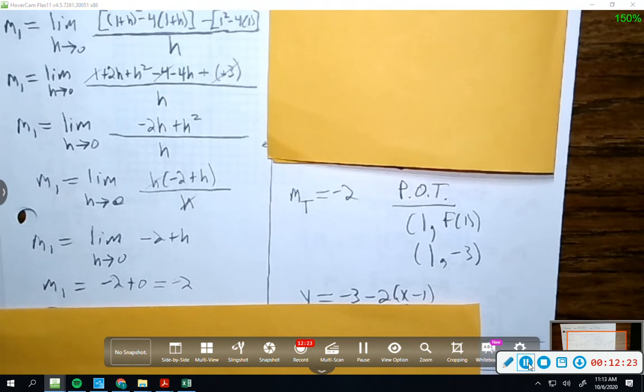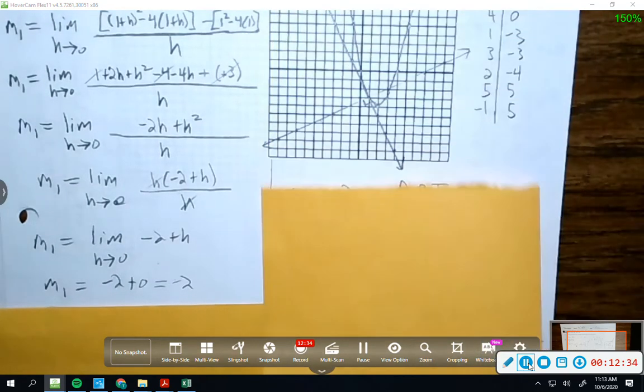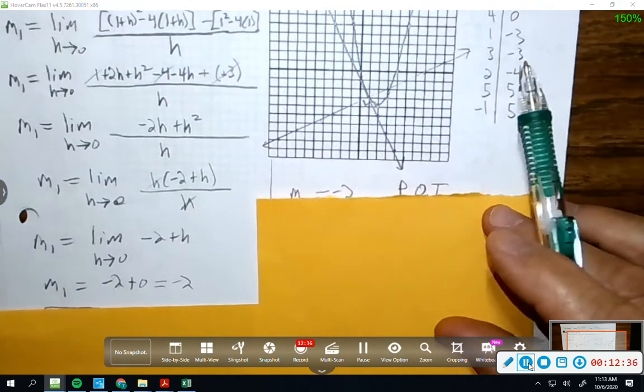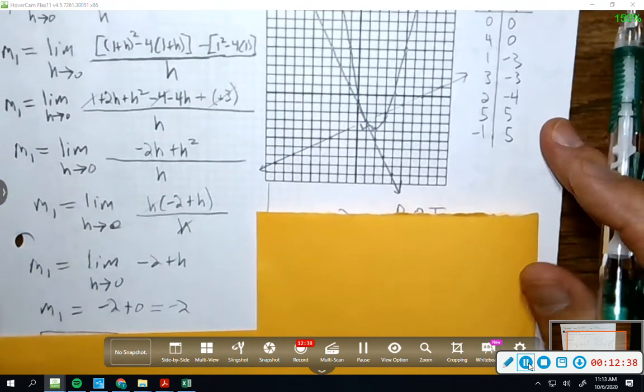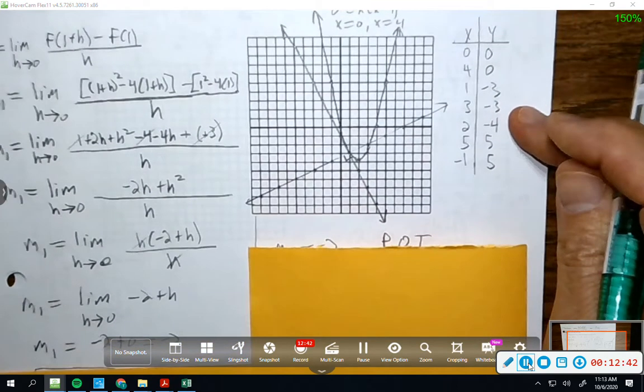This problem asks us to do two things: to graph the tangent line and the normal line. So first of all, let's start with the fact that I'm going to graph the parabola first. I plotted some points here for this parabola so you can see it.